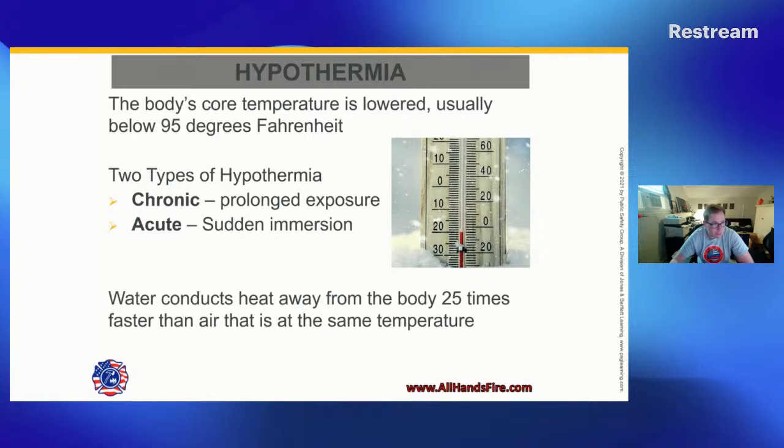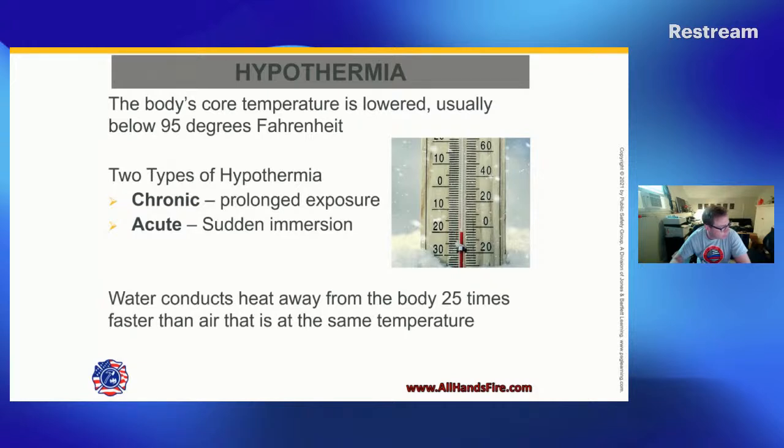Water conducts heat away from the body 25 times faster than air at the same temperature. So hypothermia, the body's core temperature is lowered below 95 degrees. You're going to see, if we look at a core temperature check for what these people, when they fall in, their temperature is going to go up and then it'll fall down. So it's super important to have an understanding of that.